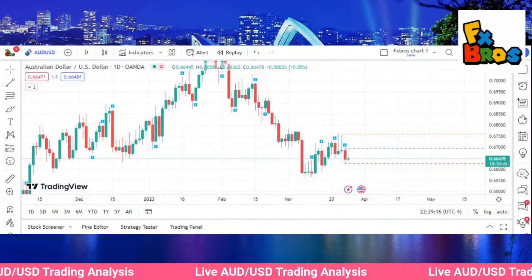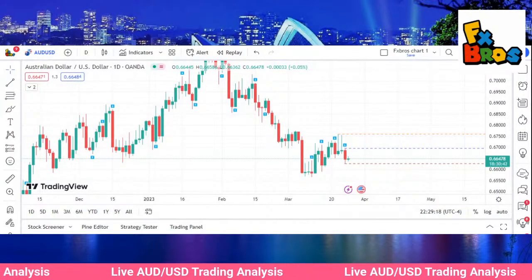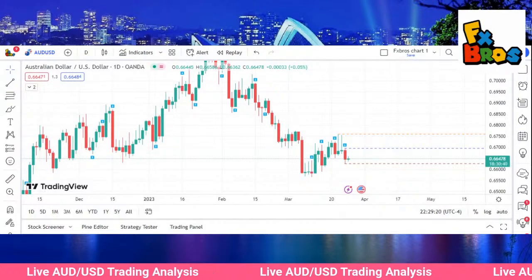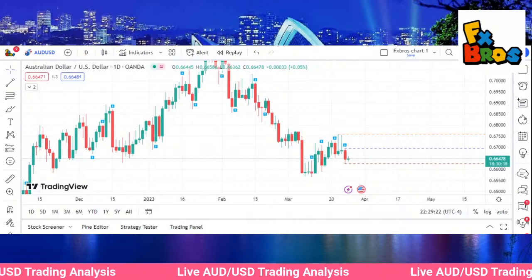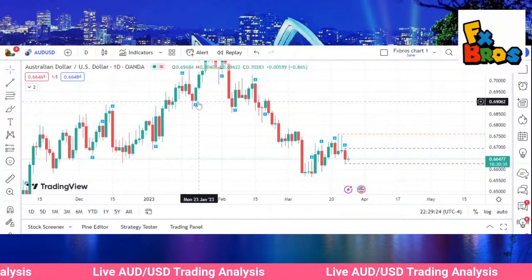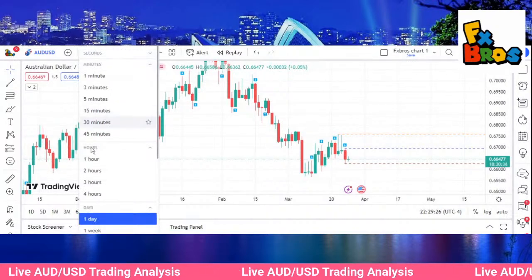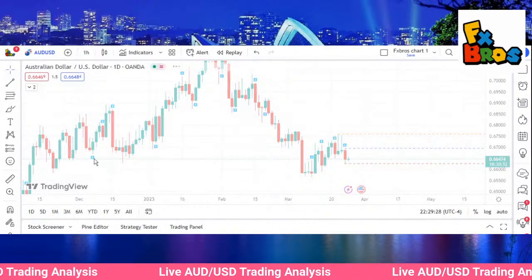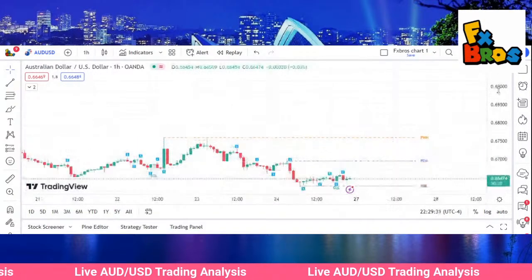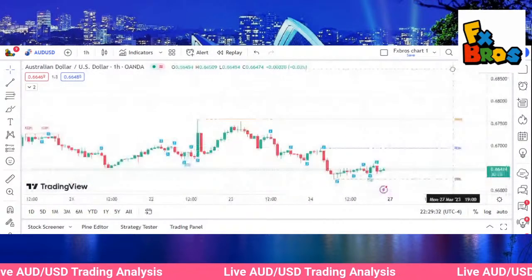You don't want to say, yeah, I use a 30 pip stop loss. That could hit so quick. But on the Aussie dollar, you might be okay with that. Not really though, you need a little more than that, and that's where your lot sizing comes in.